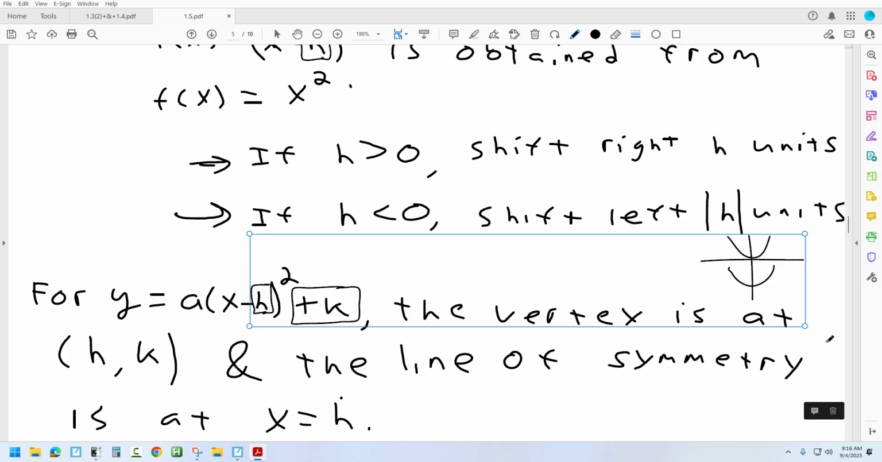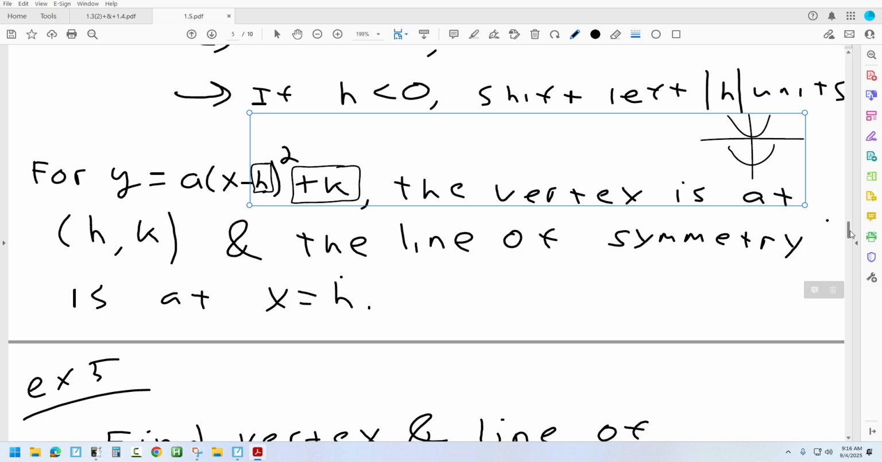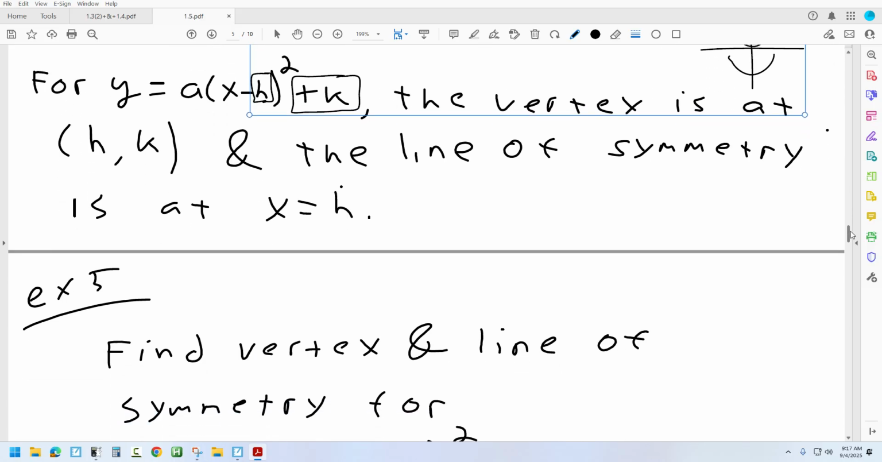Since the line of symmetry for a parabola is always vertical, it's always x equals, and then you put a number. What number do you put? The amount of shifting you did left and right. So x equals h. Okay, so let's see if we can find the vertex and the line of symmetry for a parabola.